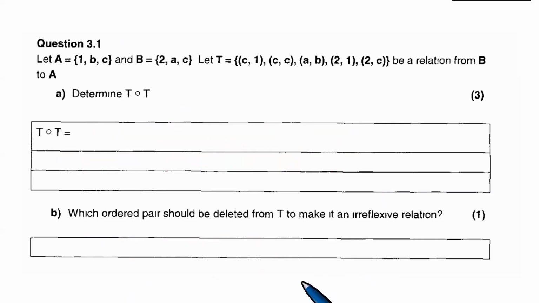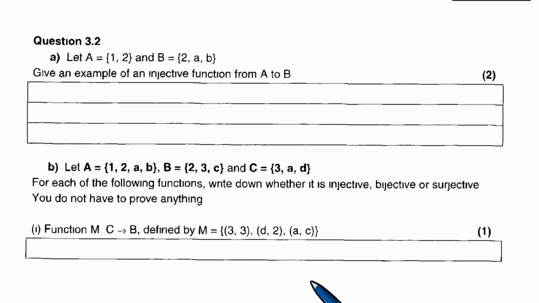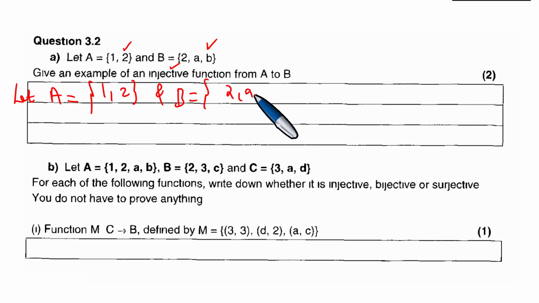Next, we'll look at 3.2. Right, let A contain the elements 1 and 2, B contain the elements 2, A and B. Give an example of an injective function from A to B. We need to give an example of an injective function from A to B. To start with, we take note of the fact that the set A contains 1 and 2. B contains 2, A and B.